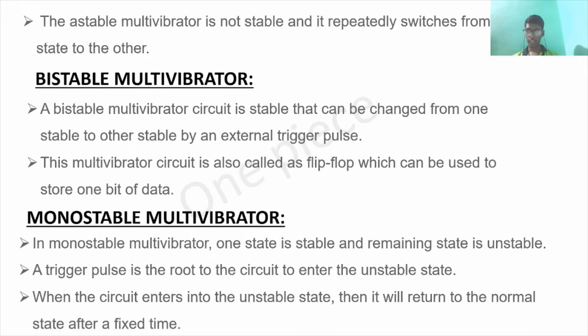So this is about the three types of multivibrator: astable, bistable, and monostable. An astable multivibrator is not stable and repeatedly switches from one state to another. A bistable multivibrator changes state from one to another by an external trigger pulse. In a monostable multivibrator, one state is stable and another state is unstable, and a trigger pulse is required.